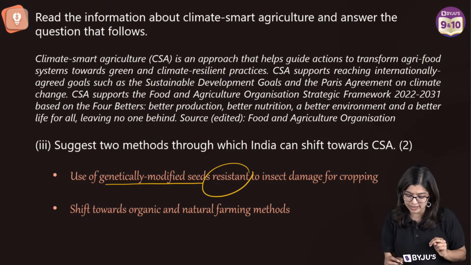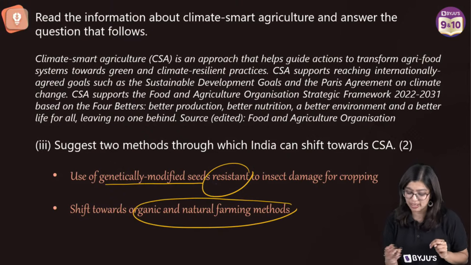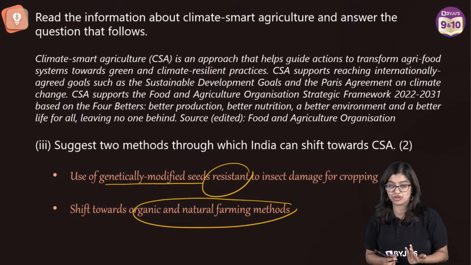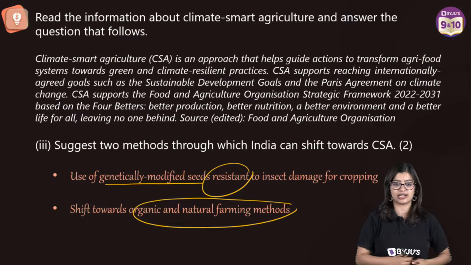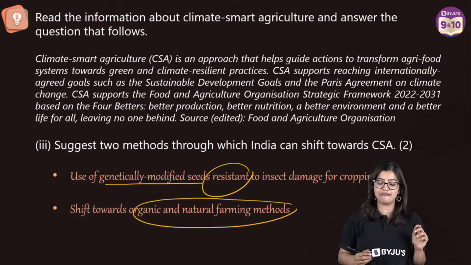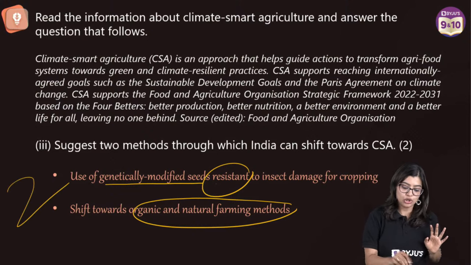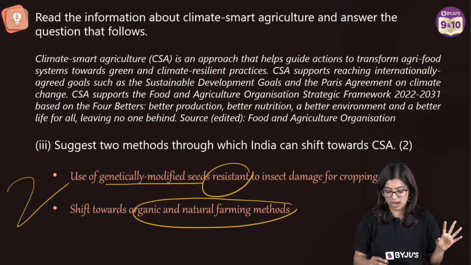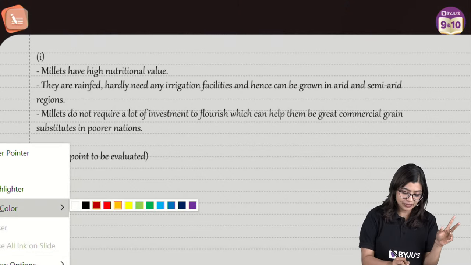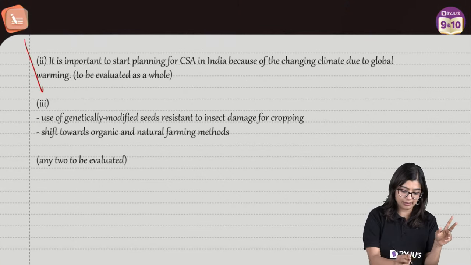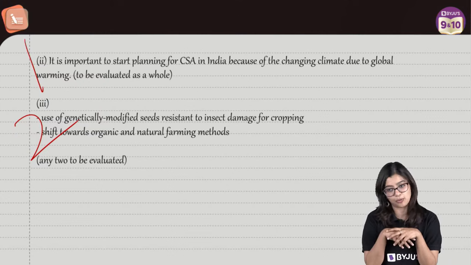Then along with that, what do we see? Shift towards dry farming methods, organic methods, natural methods, where we reduce how much pollution comes into it. Very good. Dry farming techniques can also be added. 2 methods you write, you will get 2 marks for the same. So this is the answer, how you will write it. So one mark here, 1 mark here, and 2 marks for the last point.